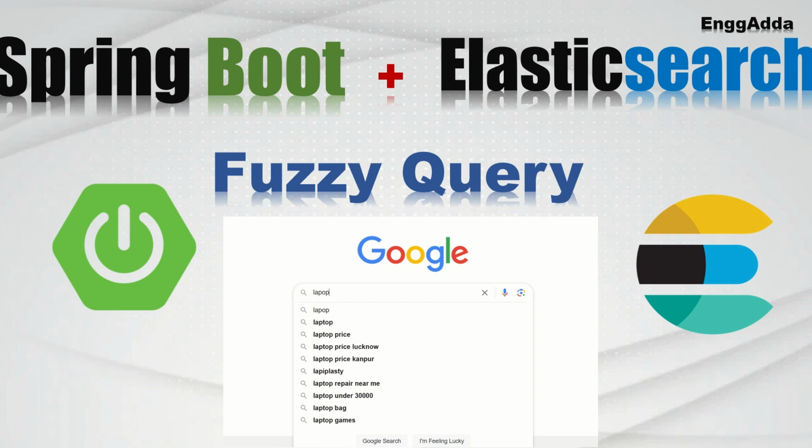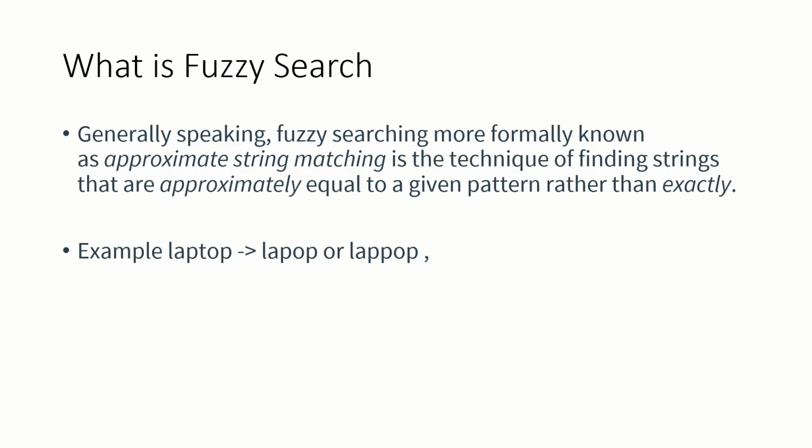Before going there, first of all, I will try to explain what is fuzzy search and what is fuzzy query and how we can implement it in the Spring Boot APIs. So let me go to the next slide. The first term is what is fuzzy search. Generally speaking, fuzzy searching, more formally known as approximate string matching, is the technique of finding strings that are approximately equal to a given pattern rather than exactly.